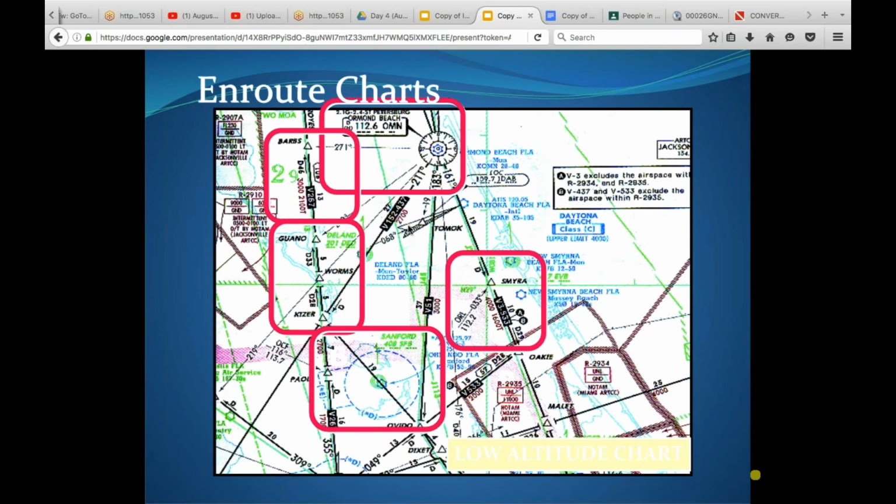That's a localizer, isn't it? 50 points to you. Points don't mean anything though. But yes, that's going to be an ILS going into Daytona Beach there.